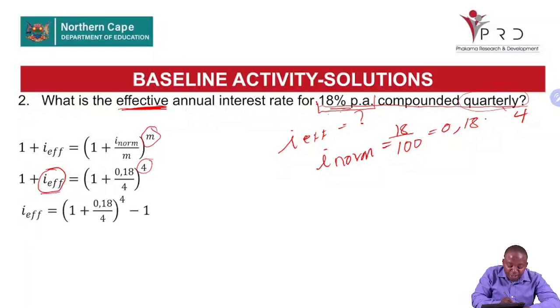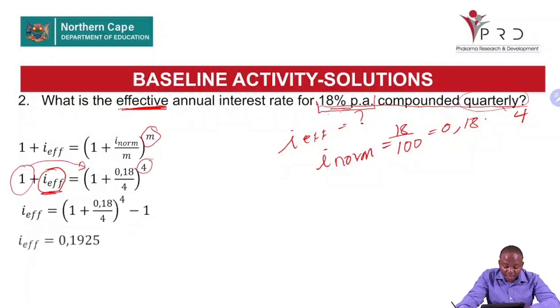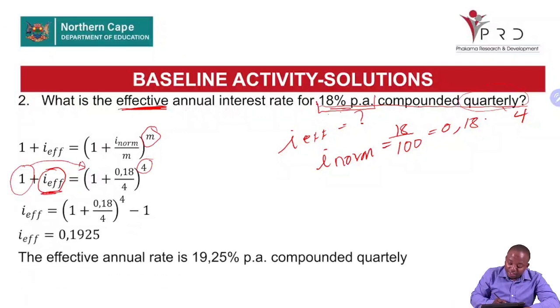Thereafter, as we are looking for the effective interest rate, you transpose the 1 to the other side, or you utilize the additive inverse where we minus the 1 on both sides. Then we have the effective interest rate is equal to open bracket 1 plus 0,18 all over 4, raised to the power 4, minus 1. We just punch everything into a calculator as it is, and we get our effective I as 0,1925.